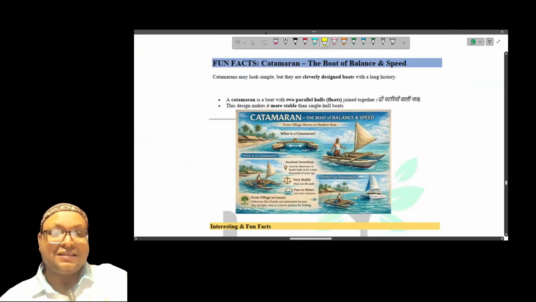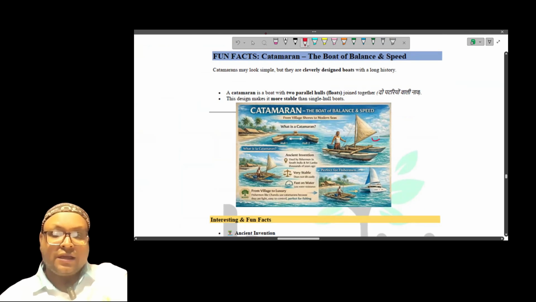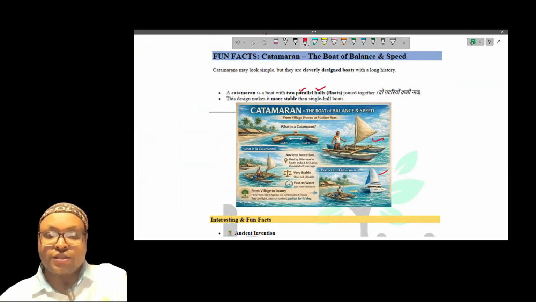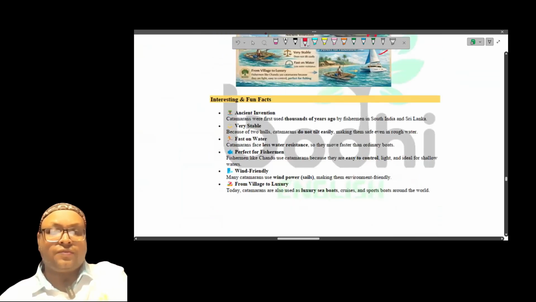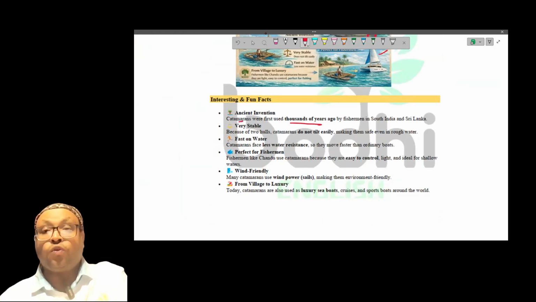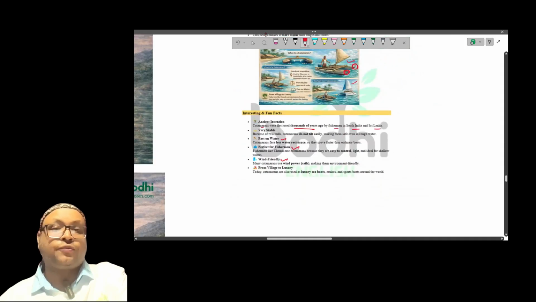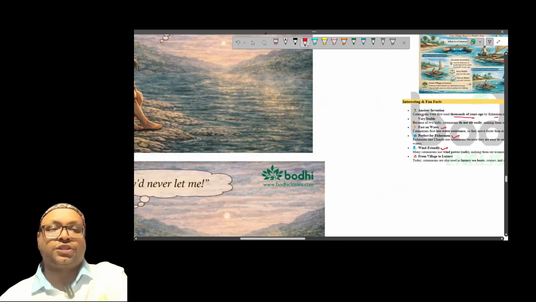And some fun facts we have about boats. These are called catamarans. In olden times people also used catamarans for carrying things. Two parallel hulls are there. Look here, this is one hull, there is another hull. This is called a catamaran. This is more stable than other single hull boats, and good for various works. Thousands of years ago, these catamarans were made by the fishermen in South India and Sri Lanka. They're very stable and fast on water, perfect for fishermen and wind friendly. These were the only help for the fishermen in those days, where they could do a lot of work together.